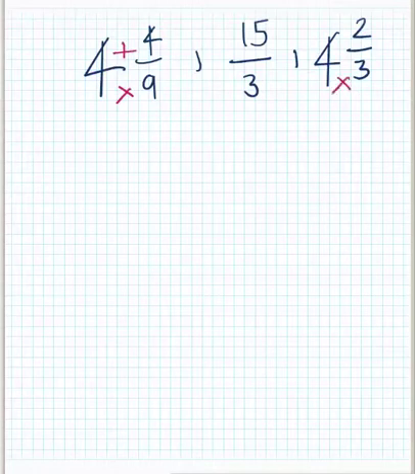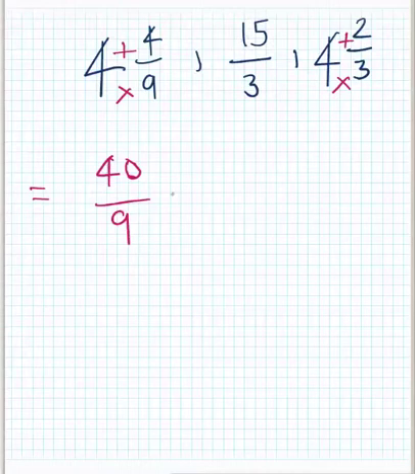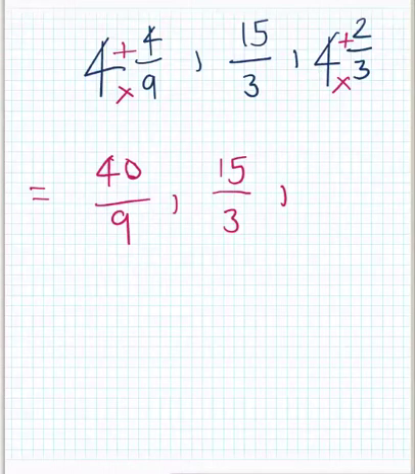Okay, if they had all the same denominators, then it's done for us. But unfortunately, in this case, we can't. So to turn a mixed fraction into an improper fraction, that's pretty easy. So then we go 9 times 4, which is 36, plus 4 is 40 over 9. Our next fraction, 15 over 3, we can see it's already improper. So they've already changed it for us. So it's done. This one here, we've got 3 times 4 is 12, and 12 plus 2 is 14 over 3.